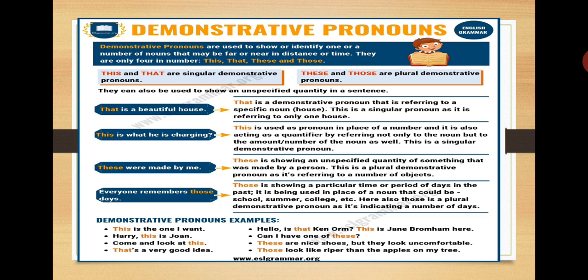Like for example, that is a beautiful house. This is what he is charging. These were made by me. Everyone remembers those days. So, these are all demonstrative pronouns. In the slide, more examples are there. You can go through it, children.